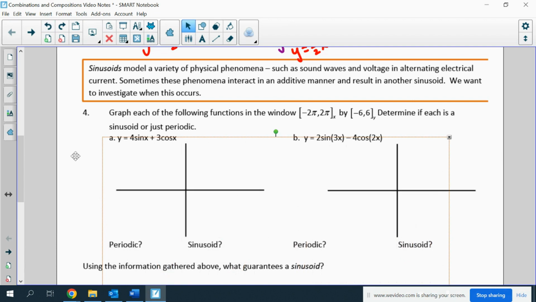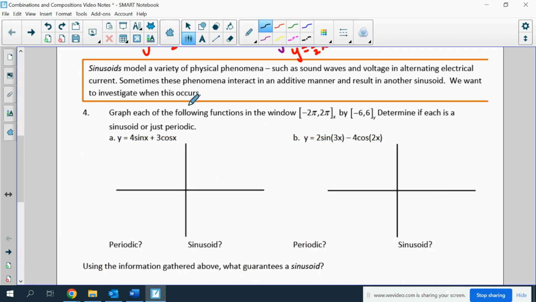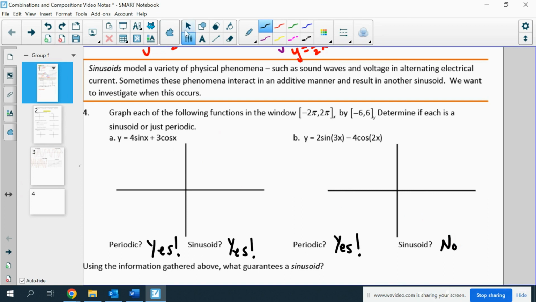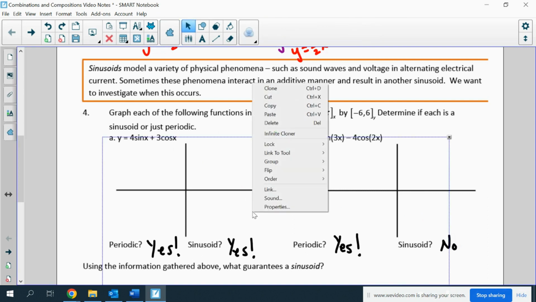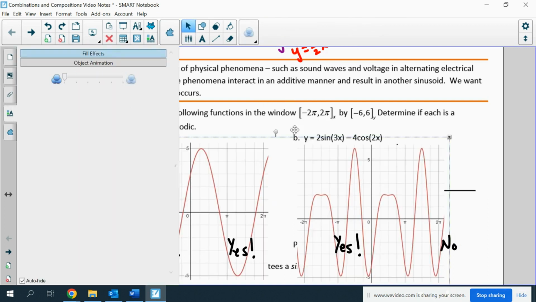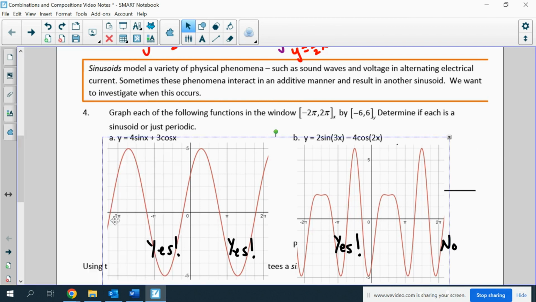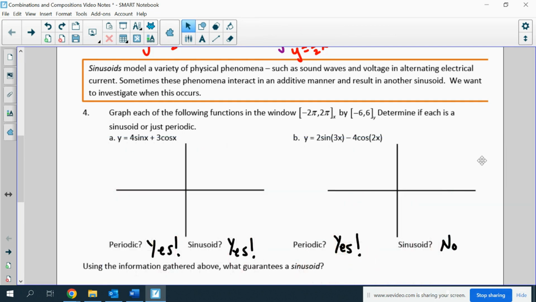is the first one is periodic, so it repeats itself, and it's a sinusoid. Whereas the second one is periodic, but it is not a sinusoid. So once again, if we look at what this graph looks like, the first one kind of looks like a sine graph, whereas the second one does repeat itself, but it doesn't look like a sine graph.